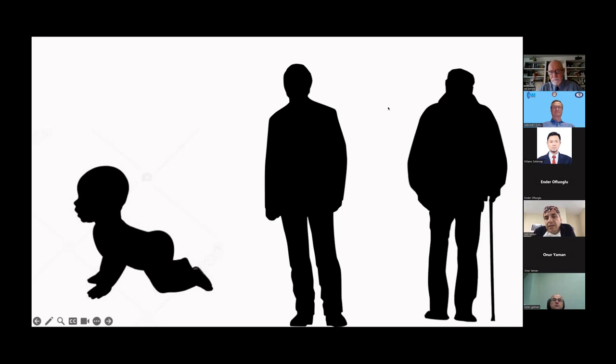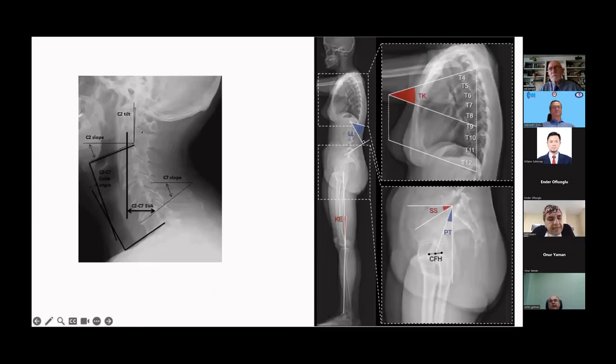Similarly, in geriatric cases, we have two major problems. The first problem is poor bone quality, especially in post-menopausal females. And the second one is sagittal imbalance. Therefore, it's a good idea to measure sagittal geometric parameters, for example, C2 slope angle, C2-C7 SVA, and in the thoracic and the lumbar spine surgery also, it's better to measure kyphosis and lordosis and pelvic parameters.